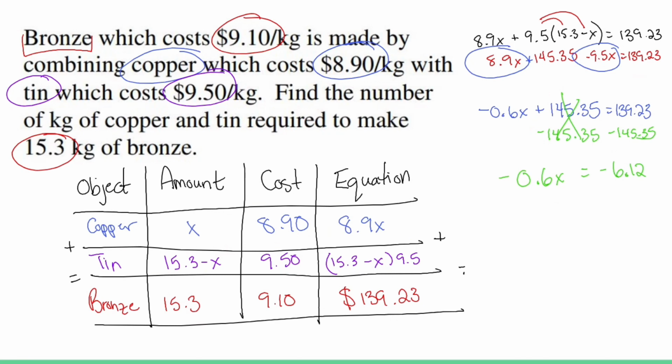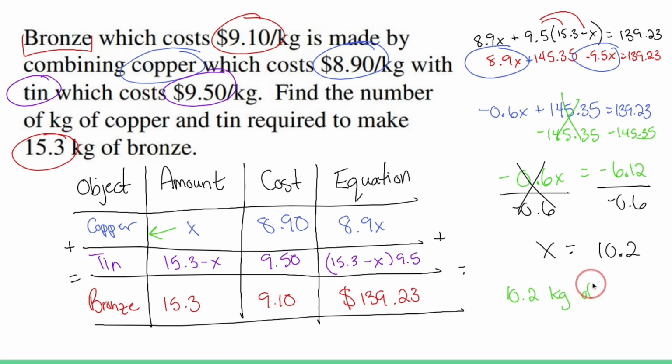Let's divide both sides by negative 0.6. So if you were nervous about all those negatives, you'll be happy to know that the negative and the negative cancel each other out. And what you get is x equals 10.2. Now, what does that mean? The x that we had over here is the amount of copper that we have. So we have 10.2 kilograms of copper.